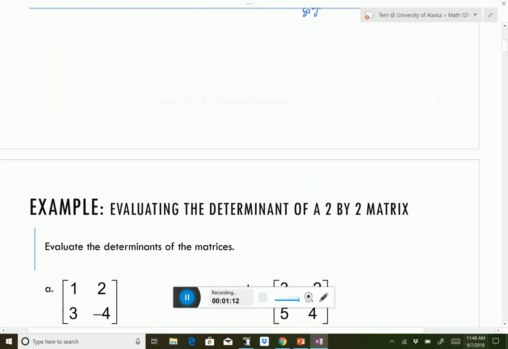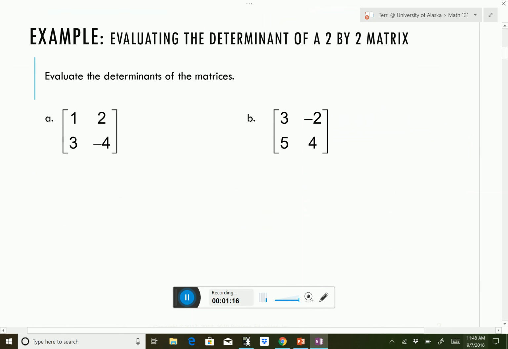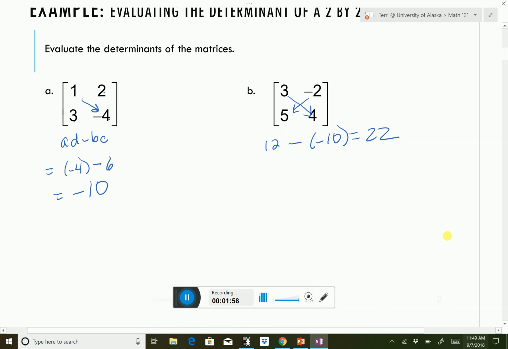So let's do some practice. Let's find the determinant of these two guys. So again, remember the determinant is AD minus BC. So the determinant of this matrix is, we go 1 times -4 is -4 minus 3 times 2, which is 6. So -4 minus 6 is -10. That's the determinant of that matrix. This one is 12. 3 times 4 minus 5 times -2, which is -10. This one is 22. So that is exactly how you do it. It's very, very simple to find the determinant of a 2 by 2 matrix.